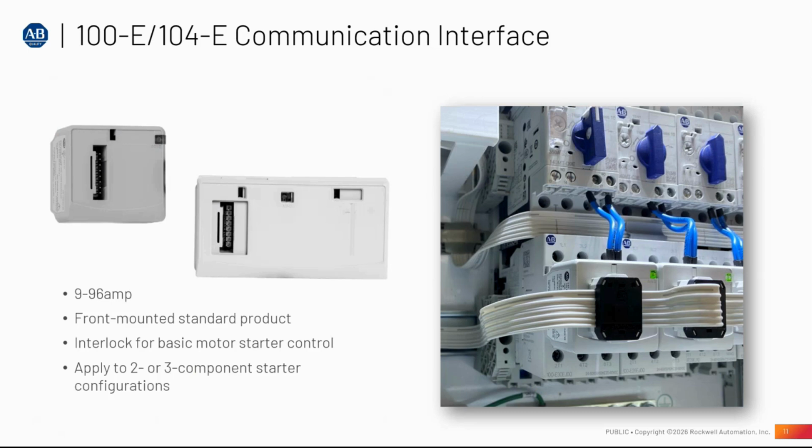And then these are the communication interfaces with your contactors. They range from 9 to 96 amps. They're front mounted, allowing the ability to still have additional auxiliary contacts mounted on the side of your contactors. They have built-in interlocks for reversing contactors, and these can be applied to either 2 or 3 component standard starters.